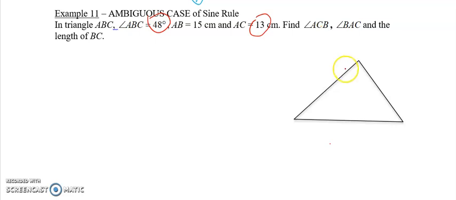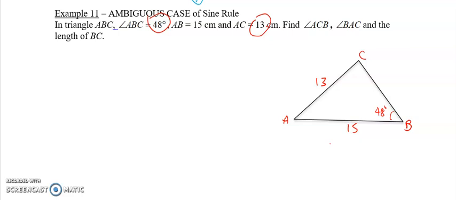So we just label accordingly A, B, C. AB is 15, AC is 13. And what is this angle? ABC. Let's see. Angle ABC is here, 48. So in this case, 48 is opposite 13, which is the shorter side. So we should consider ambiguity here.